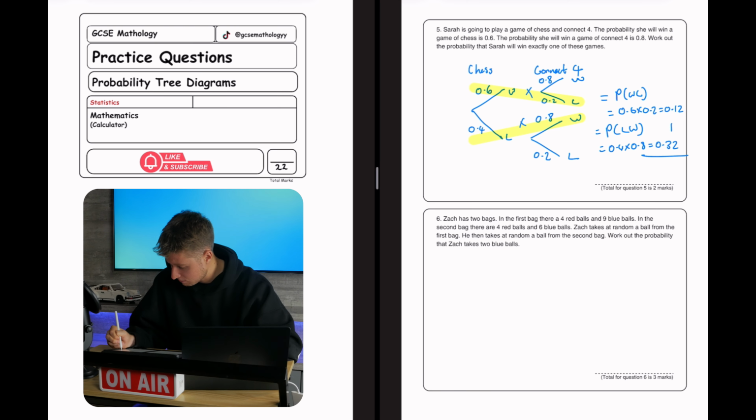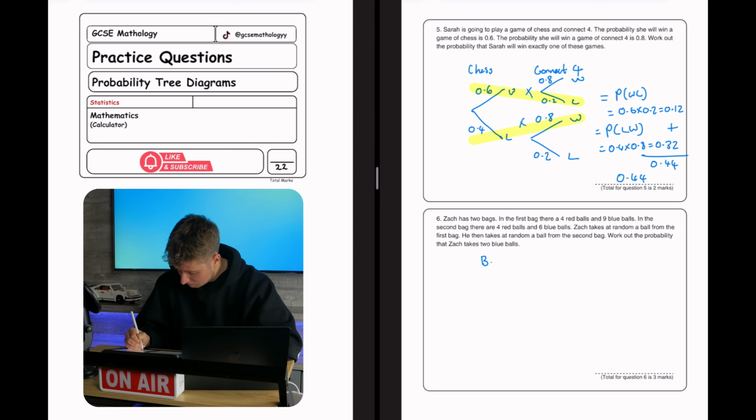So we've got the two different options. So we're going to add the two probabilities to get the resultant, which gives us 0.44. So this is our final answer. Question 6 says Zach has 2 bags. In the first bag, there are 4 red balls and 9 blue balls. In the second bag, there are 4 red balls and 6 blue balls. Zach takes at random a ball from the first bag, and then he takes a random ball from the second bag. We need to work out the probability that Zach takes 2 blue balls.